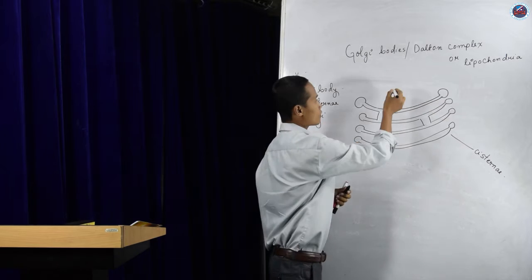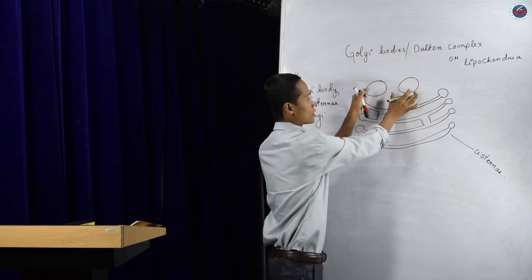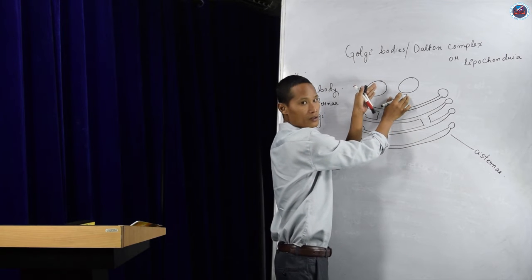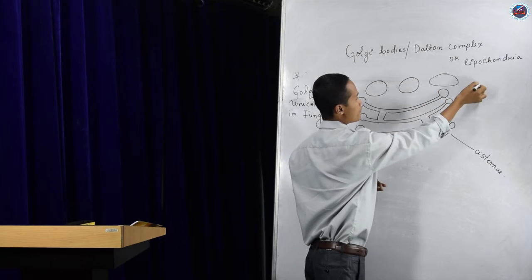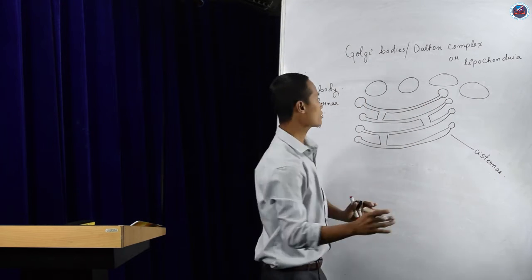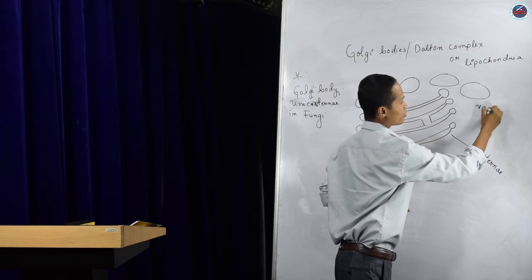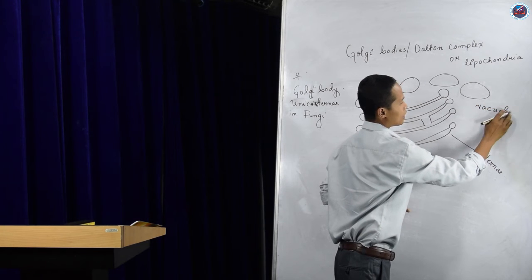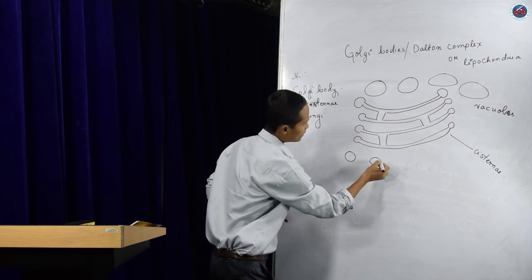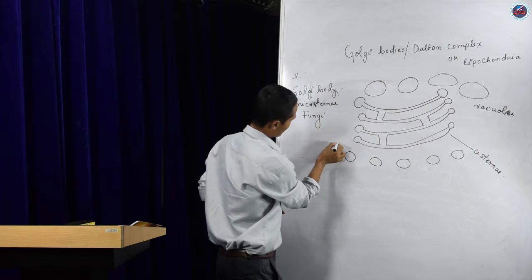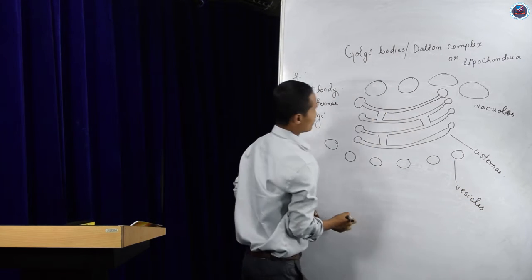Now, you will find at the concave side, this side is said to be the concave or the maturation phase or the trans phase. Here you will find spherical shaped elements called vacuoles, large vacuoles, and small tiny ones, which are said to be vesicles.